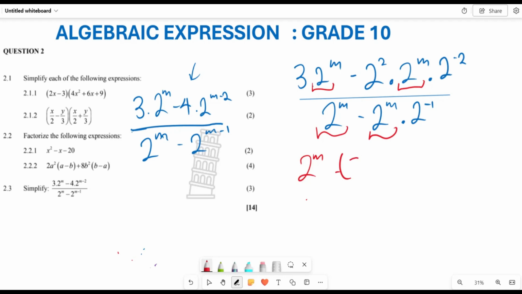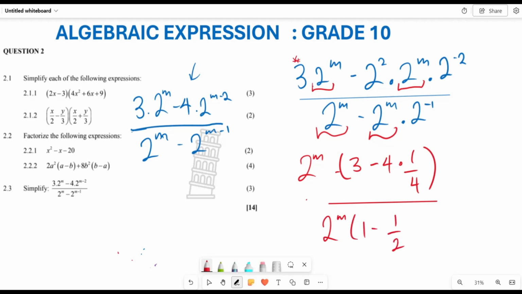In this one, I'm left with 3 right here. This is the 3. And then from here, I am left with minus 2 squared, which is same as 4, multiplied by 1 over 4, because here it's 2 to the power of negative 2. And then from here, I can also take 2 to the power of m as a common factor. I'm left with 1, subtract 1 over 2. Are we all fine?